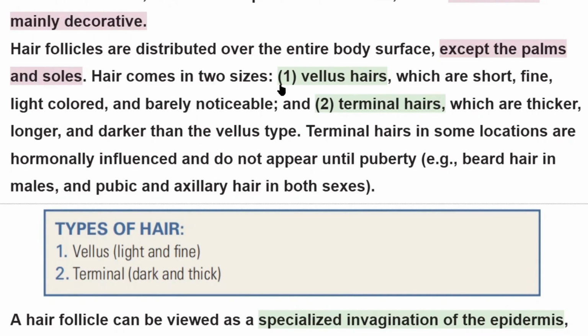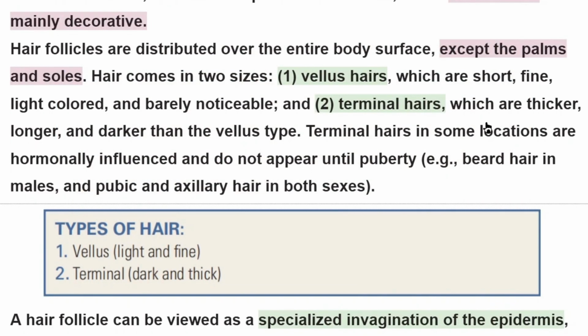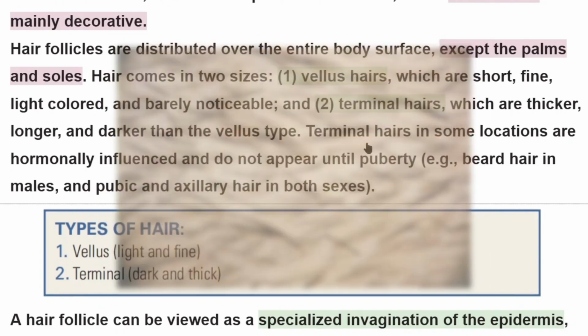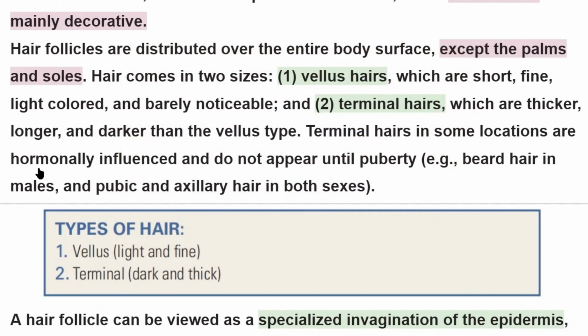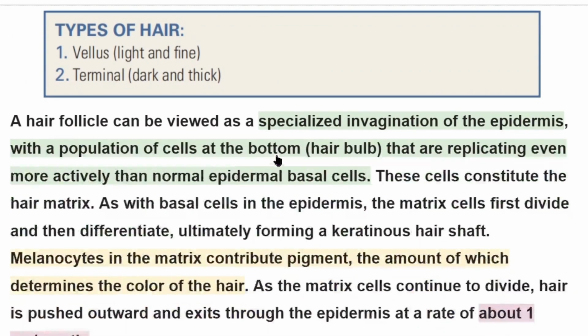Hair comes in two sizes: vellus hairs, which are short, fine, light colored and barely noticeable, and terminal hairs, which are thicker, longer and darker than the vellus type. Terminal hairs in some locations are hormonally influenced and do not appear until puberty. Example: beard hair in males and pubic and axillary hair in both sexes. Types of hair, as we said: vellus, light and fine, and terminal, dark and thick.